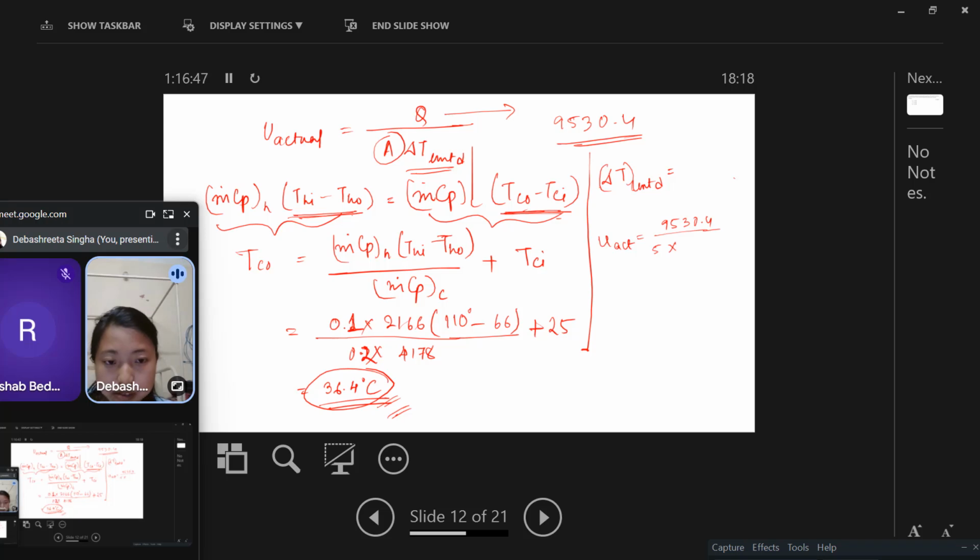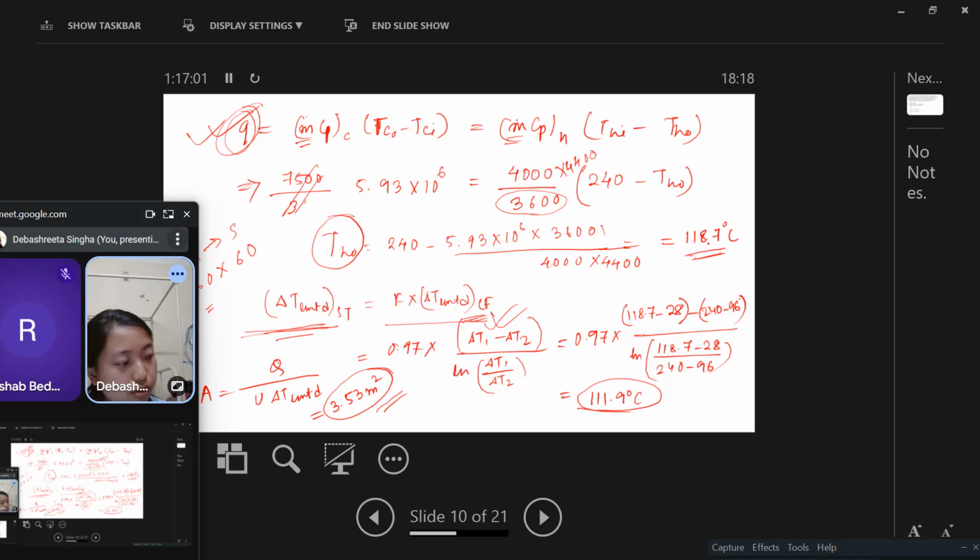Did you get delta T log mean temperature difference? It is exactly the same formula which I have used in the previous question.